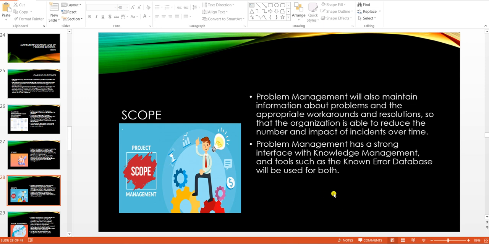Remember, the known error database is a tool in use where we can gather and store our prior incidents for future reference. If we have something similar in the future, it's easier to retrieve these incidents and compare whether it is something similar, whether we can modify it, or what we can add in terms of the new problem that has emerged.